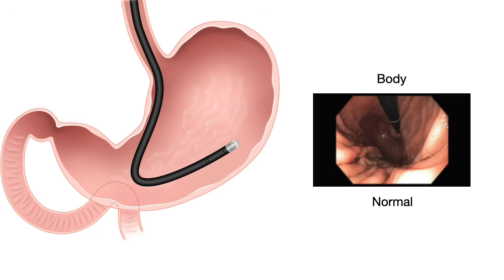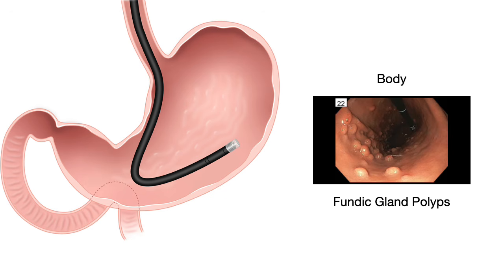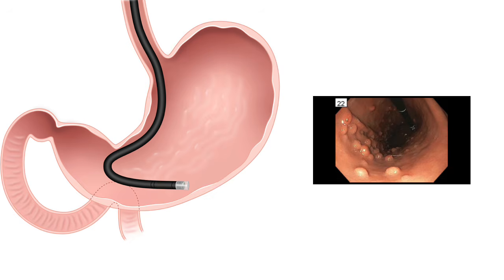So as you come down the stomach, you see nice folds, and sometimes in patients who are taking either omeprazole, otherwise known as Prilosec, or Nexium, they can form these benign non-precancerous polyps known as fundic gland polyps. Usually they're seen as multiple polyps. All right. Again, normal, fundic gland polyps.